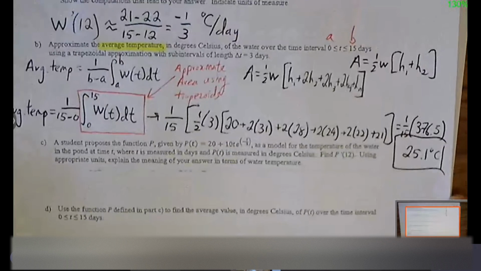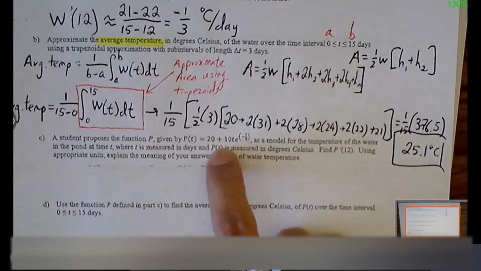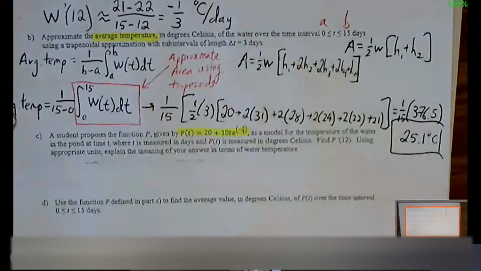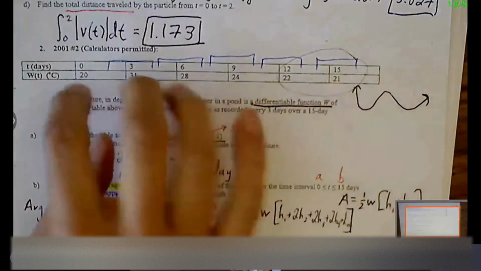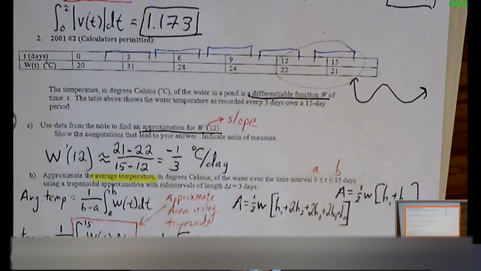Okay, so parts A and B are focused on the approximation side of things. Now in parts C and D, we have a function that will actually give us more detail about the change in temperature in the pond over this time period. So part C, a student proposes a function P of T, which is a model for the temperature of the water in the pond at time T. It's after the same information as here, but a lot more detailed. Instead of just 6 points, now we can find temperature on any day and in between days over the course of these 15 days.